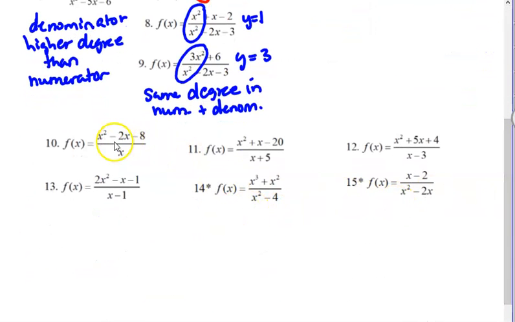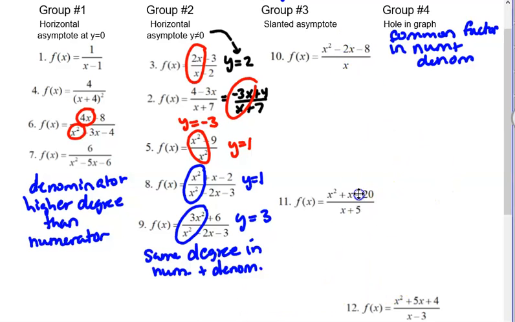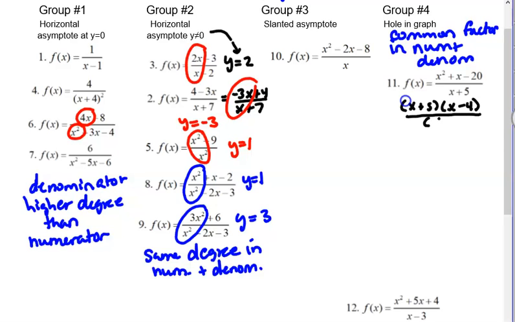If we look at number 10, we can see that if you factor the numerator, one of the factors is not going to be x. So clearly, this one does not have a common factor in the numerator and denominator. So number 10 goes in group 3. Number 11 ends up in group 4, and that's because you could factor the numerator to x plus 5, x minus 4 over x plus 5. So what happens is that f of x is just the line x minus 4 with a hole at x equals negative 5. So x can't equal negative 5, but otherwise the line looks exactly like y equals x minus 4.